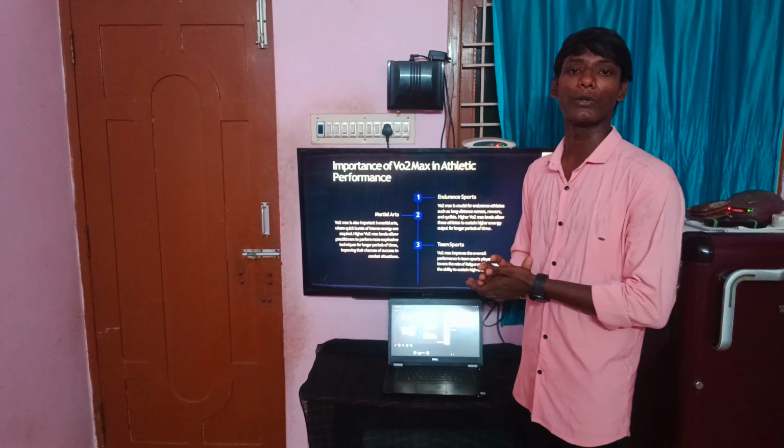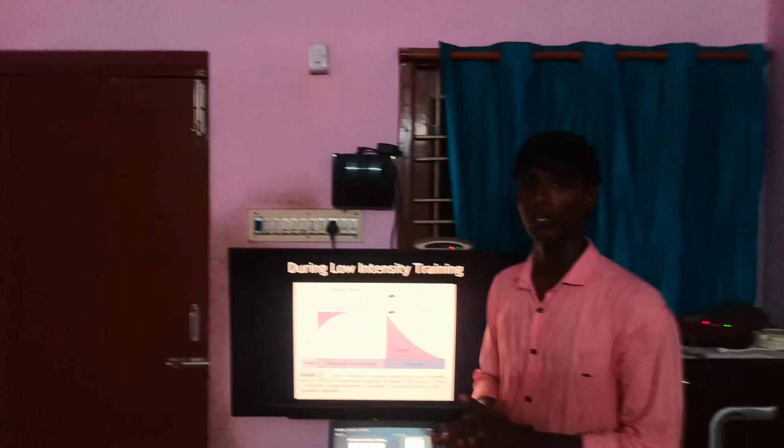So if you see, during high intensity training the intensity will be higher, but the duration of the exercise or training period will be shorter and the recovery period will be shorter. But in low intensity training, the exercise period will be longer and the recovery period will be shorter, but the duration of the exercise will be a longer period.